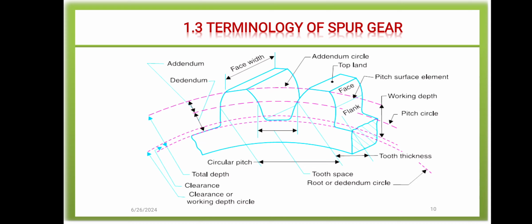From the arrows you can gauge the meaning of the addendum. Addendum is the distance between the pitch circle and the addendum circle. That linear, radial distance is nothing but the addendum. The same is applicable for the dedendum. Face width is the total distance between the two faces of the gear, that is, the front face and the back face. Likewise, there are different terms.